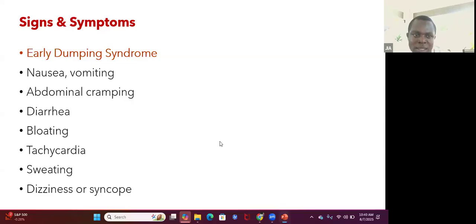Now, some of the symptoms. With the early symptoms, we have nausea and vomiting, abdominal cramps, diarrhea. So you see, most of those are GI symptoms, right? Even bloating is a form of GI. Then you have tachycardia and sweating, dizziness or syncope, which is a bit different, but it's also part of the early signs.